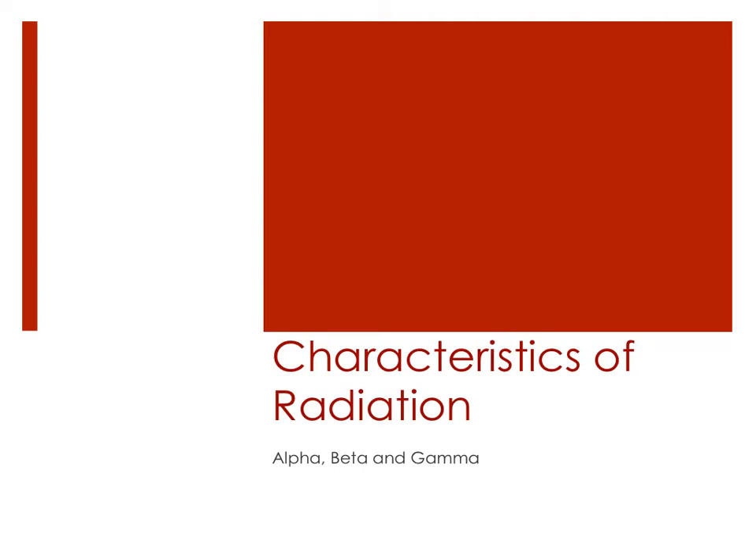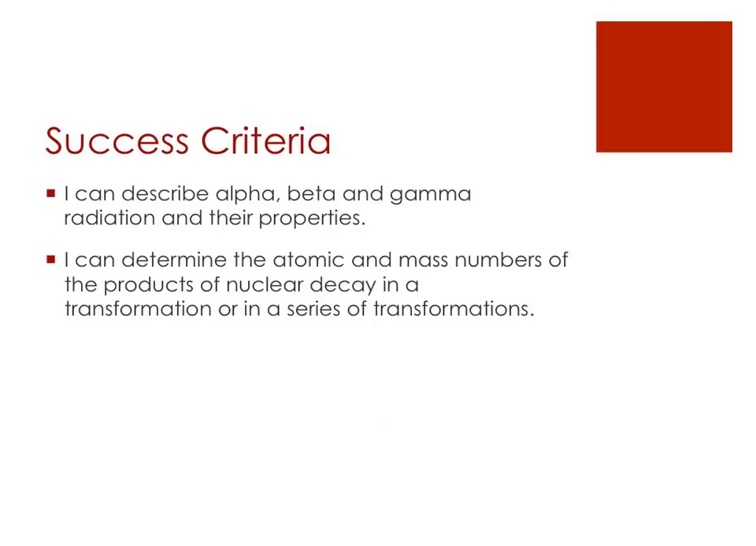In this video, I'm going to talk about the characteristics of alpha, beta, and gamma radiation. It's part of topic 7 in IB physics. It's in the SL section. Take a moment and read the success criteria that we're going to try and cover in this video.